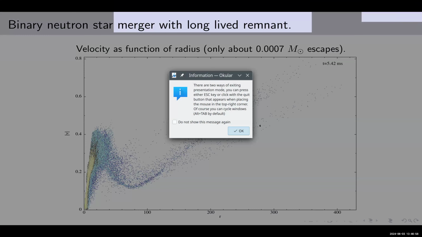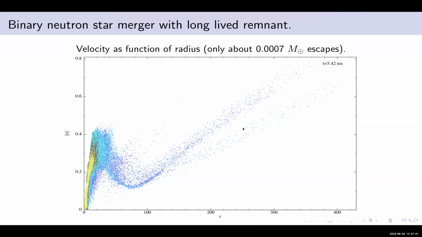And I found that it was useful for this case to actually look at the velocity as a function of radius. And so you can see there seem to be sort of two different phases of ejection of high velocity material happening. There's this first leading phase and then the second one, and there's a few more in here. And in this case, only about 7 × 10⁻⁴ solar masses actually escape, but some of it escapes with velocities that are close to 80% of the speed of light.